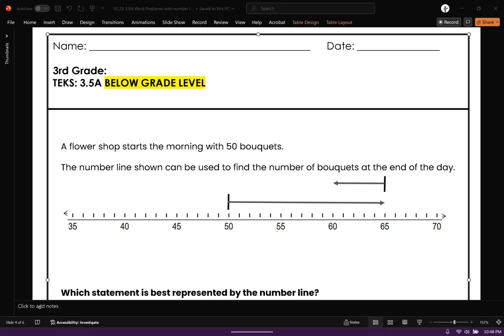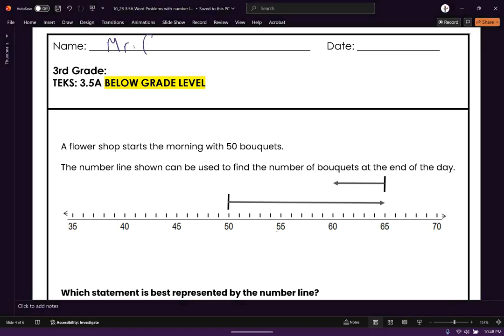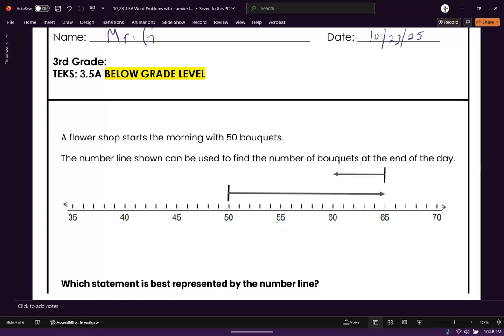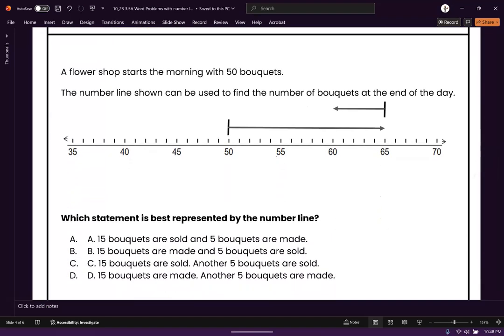So first, start by putting your name and the date. Today is 10/23/25, and let's get started. Okay. A flower shop starts the morning with 50 bouquets. The number line shown can be used to find the number of bouquets at the end of the day. Which statement is best represented by the number line?